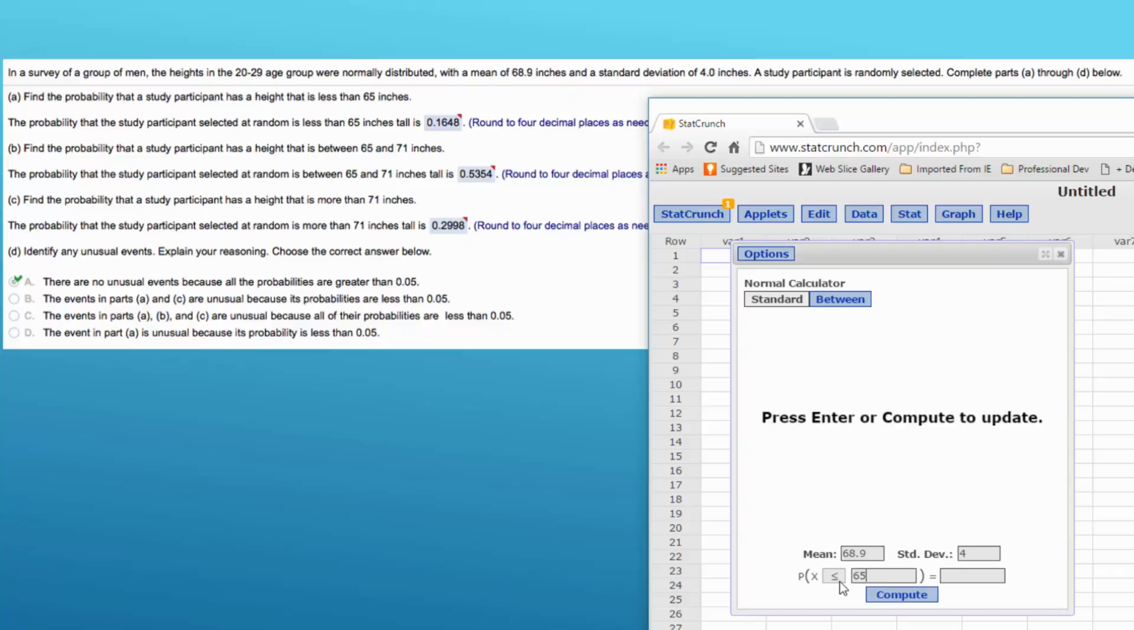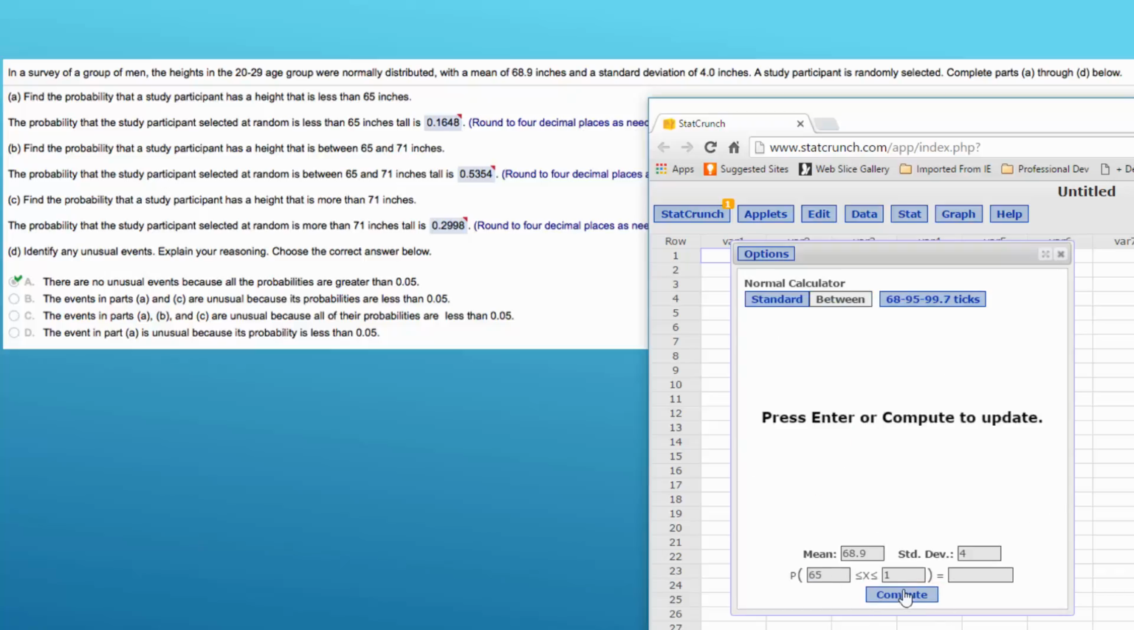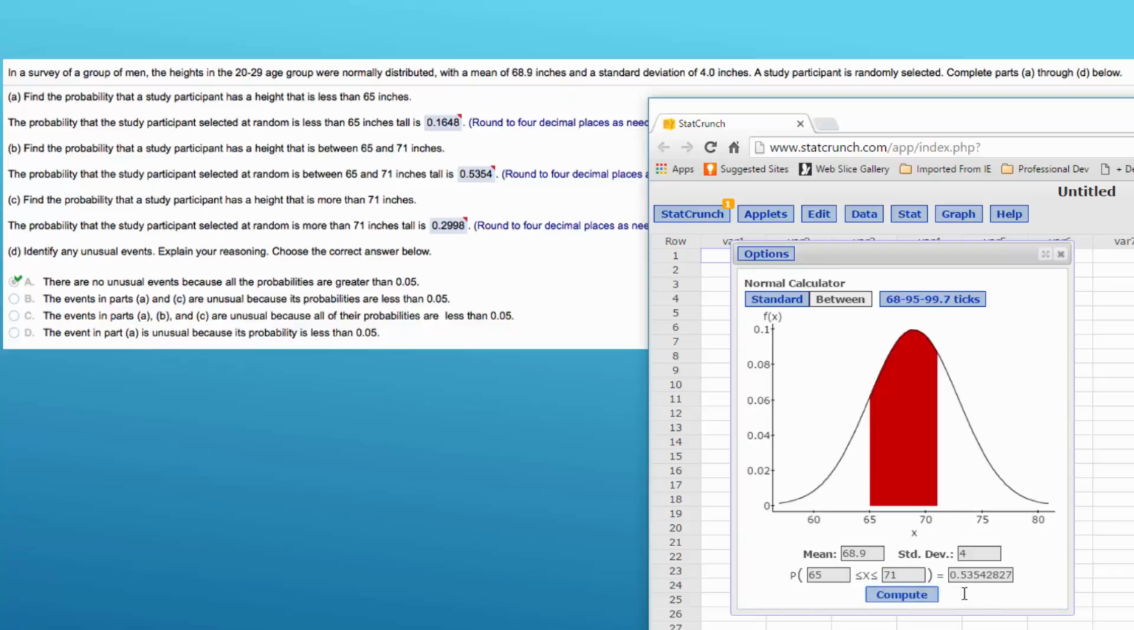Get 65 in there. Make sure I've got less than pointing to the left, and I compute, and we get the drawing that the area under the curve to the less than 65 is 0.1648, which is the answer they asked for. The next one is between 65 and 71. We click on the between, and we put 65 on the lower end, 71 on the upper end. Click compute, and we get the area between of 0.5354, which is the answer there.